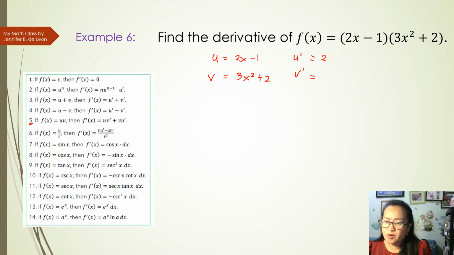Now for v prime, we will have 2 times 3, so we will have 6. Then deduct by 1 degree. And then the constant, we will have 0. So v prime is equal to 6x.